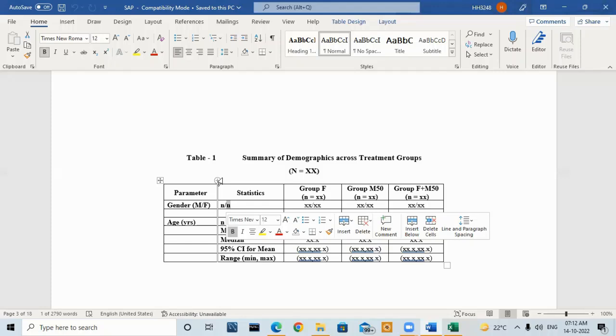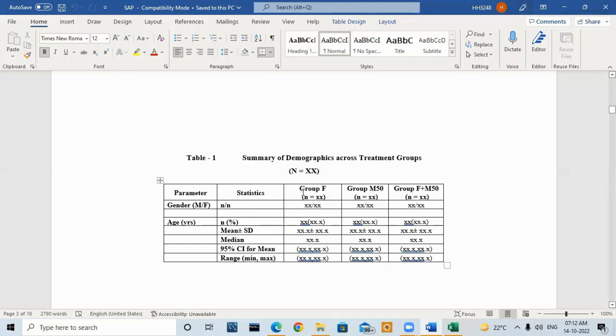Like that, we want the final report in this format. And here we have three more columns: group F, group M50, group F plus M50. In group F, what is here? X by XX. What is the meaning of X? I told you, a 2-digit number, right? Maximum, a 2-digit number. So not more than a 2-digit number here.